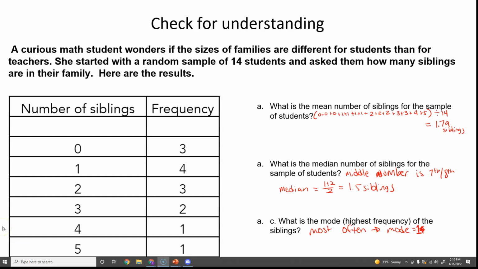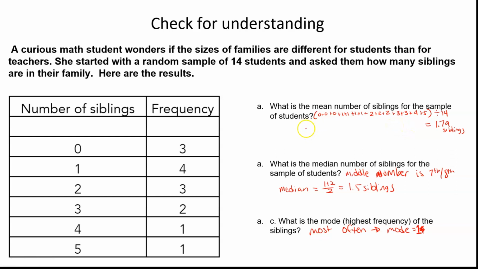Okay, so let's talk through this. There are a couple of ways you can solve for the mean. One of those ways is to write down each individual value. We have 3 zeros, so 0 plus 0 plus 0. Then we have 4 ones, plus 1 plus 1 plus 1 plus 1, and so on, all the way down the line. The other way that you can do this is I can multiply these numbers by their frequency.